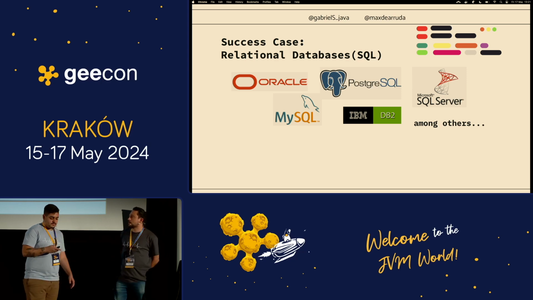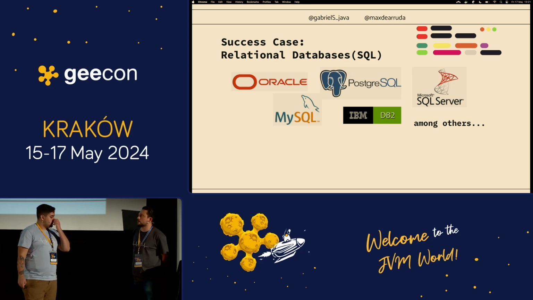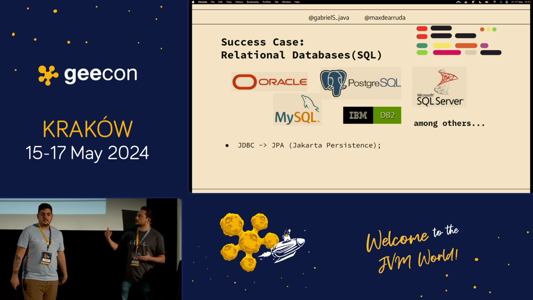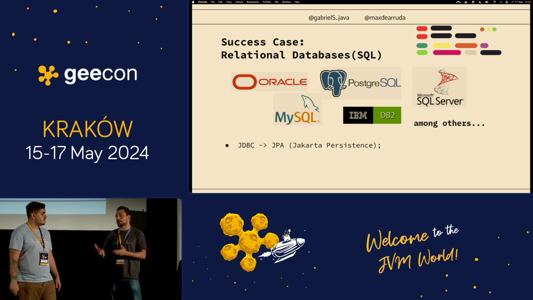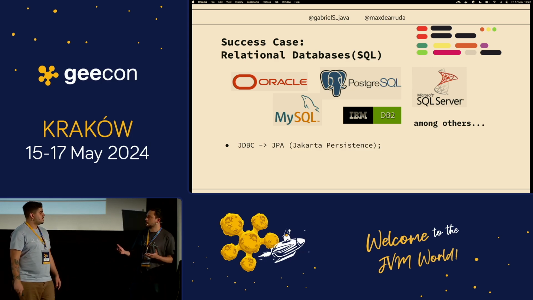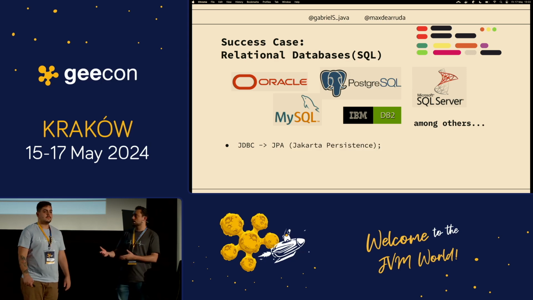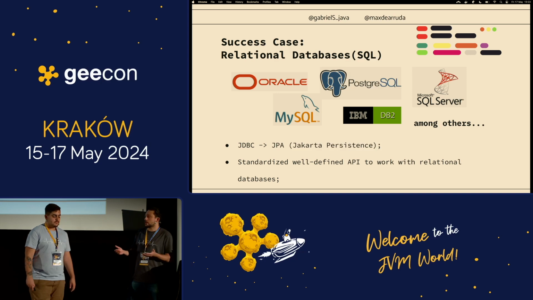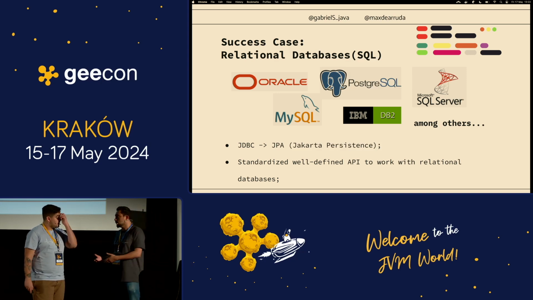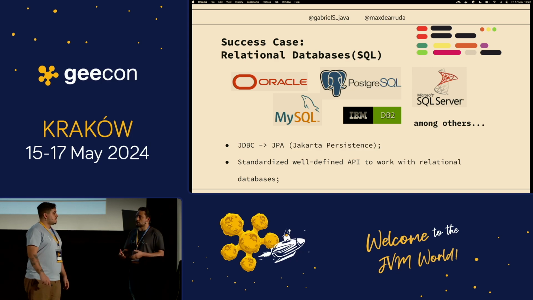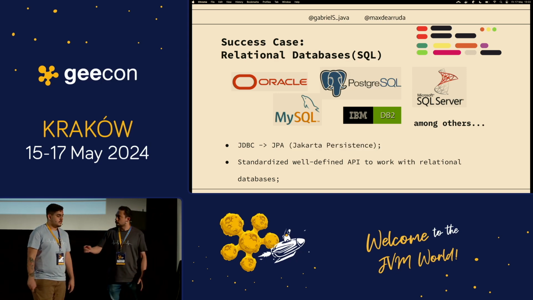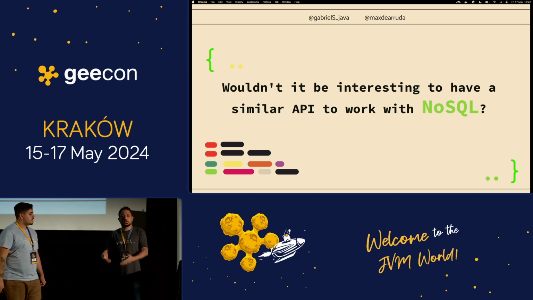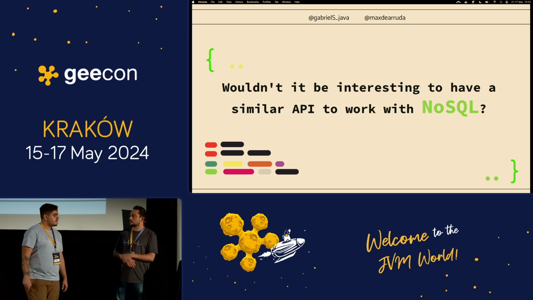Yeah, and looking at the solution that the Java community did, especially the JCP and the specification people, it was to use JDBC first, and today, if you are speaking about specification for persistence, the first thing that comes to mind is Jakarta Persistence. Am I right? And finally, we can say this is a well-studied, well-defined API to work with relational databases. But wouldn't it be interesting to have a similar API working with NoSQL? It should be interesting, am I right?